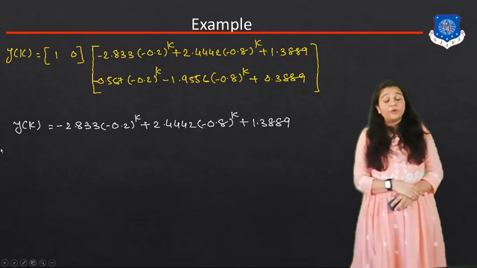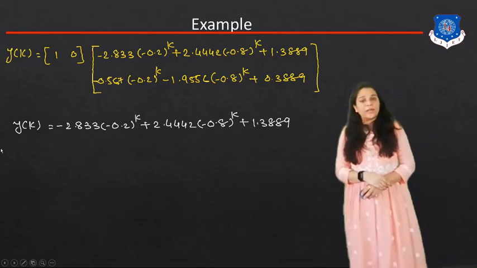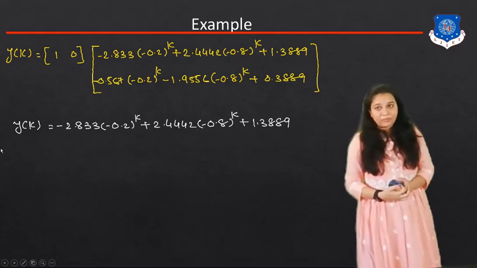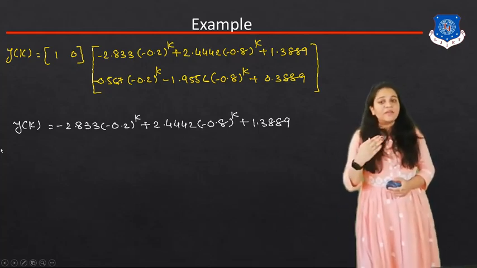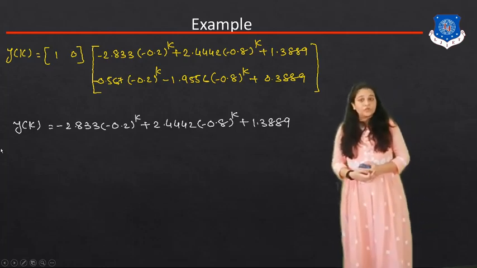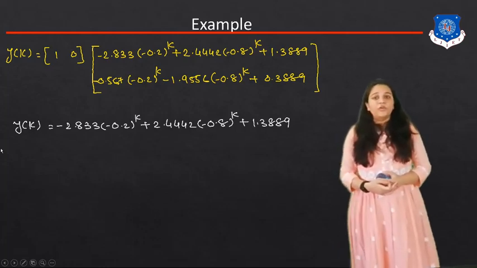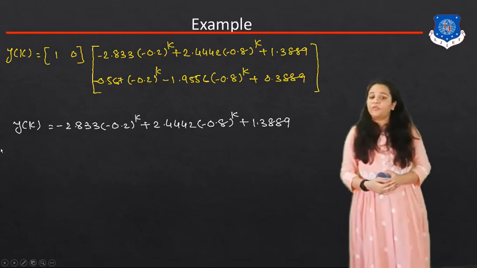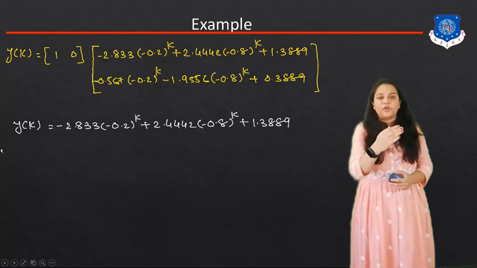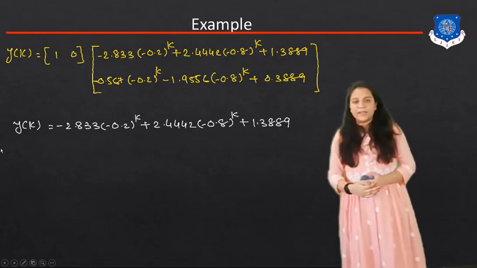1.3889. So using the Z transformation method, we can also find the value of the state transition matrix, as well as we have to find the value of x1 of k and x2 of k. So first of all, what is the step? First of all, we have to find the value of (zI minus A) inverse, that is equal to adjoint of (zI minus A) upon mod of (zI minus A).